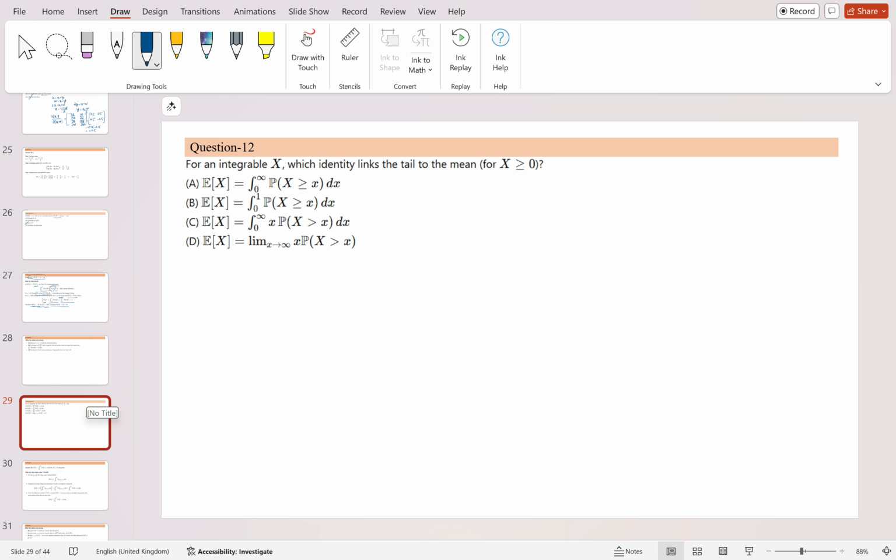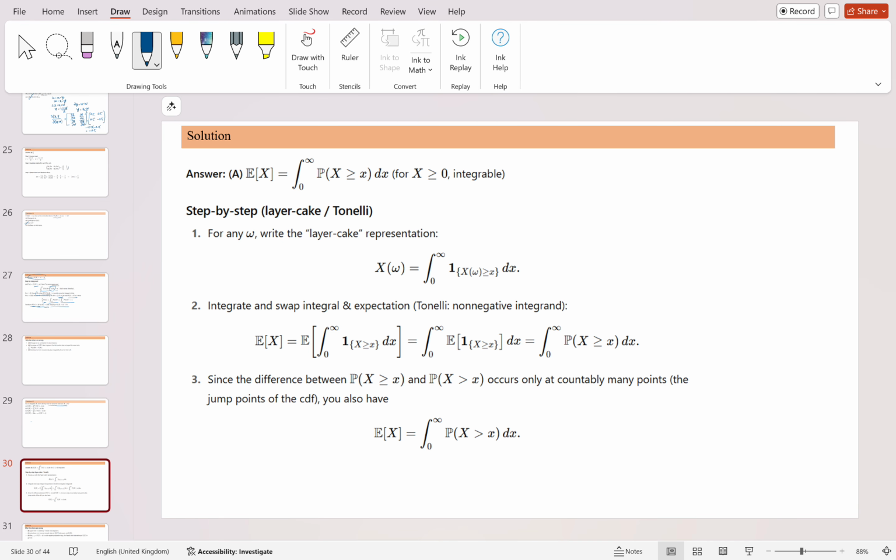Okay, let me give the solution for this. It is saying that for the integral of x, which identifies links the tail to the mean for x greater than or equal to 0. So when you see this, it is simple. The layer cake was only there to define it. So this is simply, when you take for any omega between 0 and 1, the indicator that X(omega) is greater than or equal to x, dx.